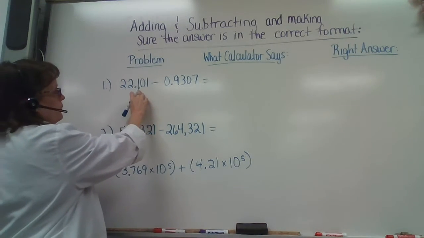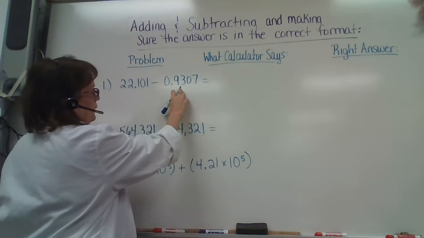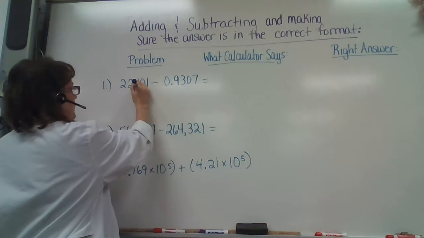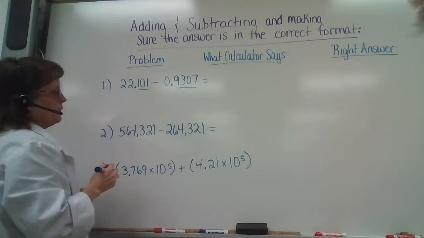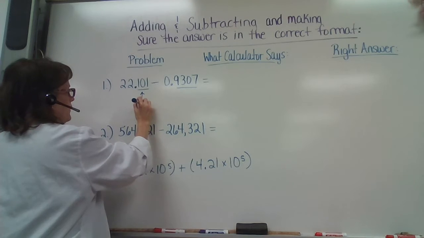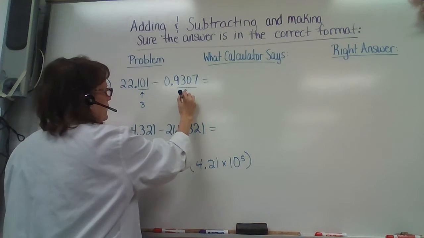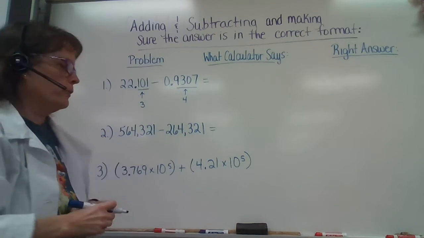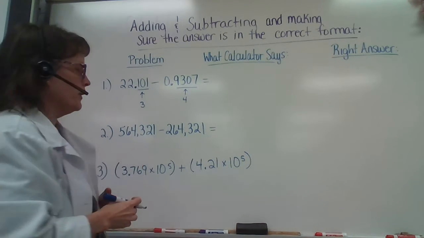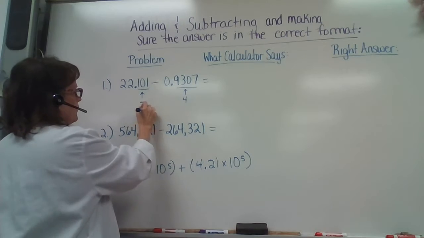Basically, we have 22.101 minus 0.9307. So what we have to look at is how many places fall after that decimal. In this one, it's 3. And this one, it's 4. So we're following the same rule as sig figs, where you're using the least number in your answer. So in that case, our least number would be 3.